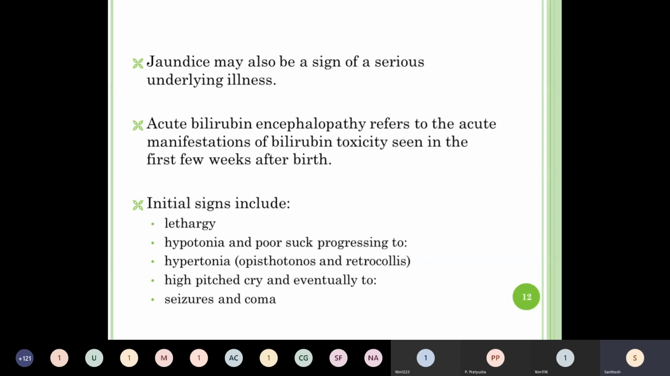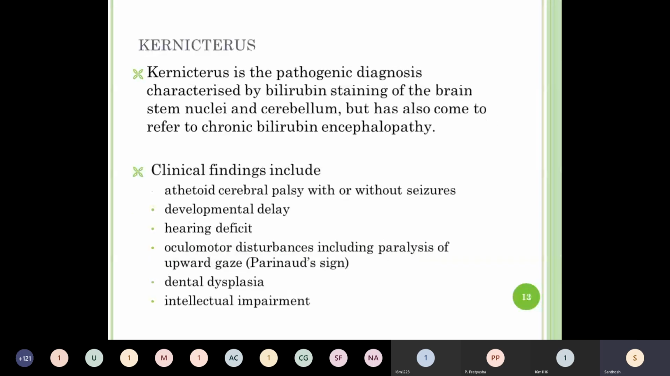So what happens if we don't treat the babies having jaundice? Why are we worried? The most dreaded complication is bilirubin encephalopathy. That refers to the acute manifestation of bilirubin toxicity seen in the first week after birth. So the initial signs can be lethargy, hypotonia, poor suck, that may progress to hypertonia like opisthotonic posture, retrocollis, high pitched cry, and eventually there can be seizures and coma.